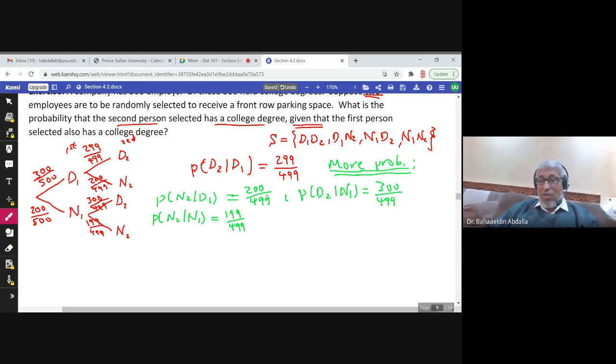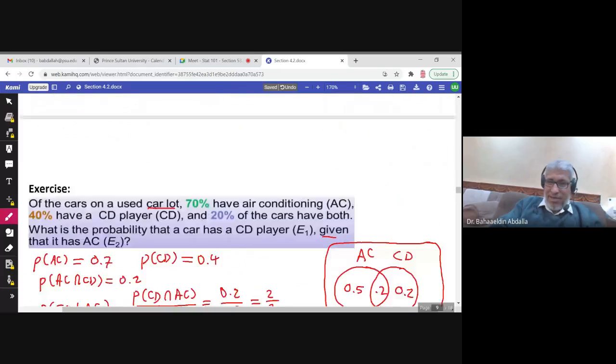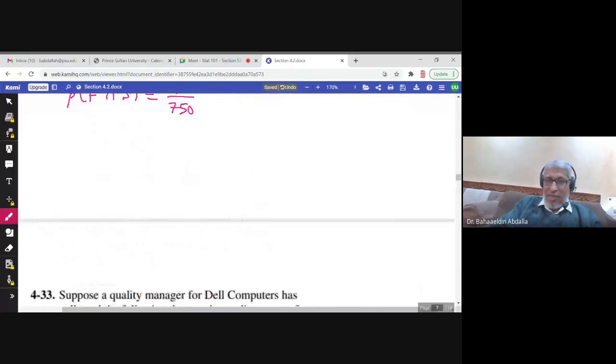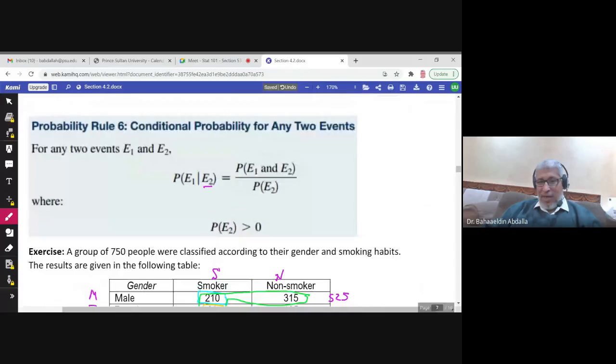All right. What if I want to find the probability of D1, D2? What is the meaning? This is the probability that the first employee has a college degree and the second employee also has a college degree. So this is and. How do you find the intersection? If you remember, if you use this formula, if you cross multiply, the probability of the intersection would be the probability of this times this.